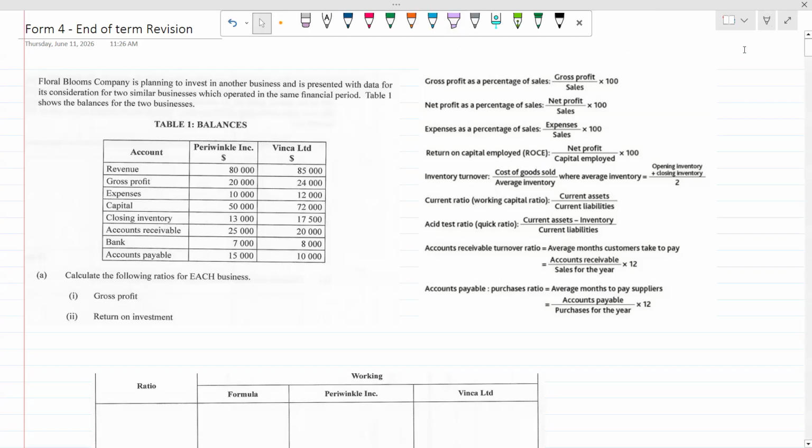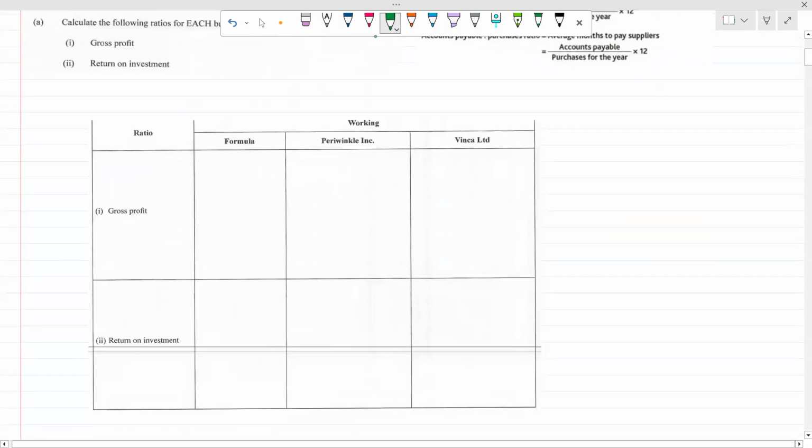Floral Blooms is planning to invest in another business and is presented with the data for its consideration for two similar businesses which operated in the same financial period. Table 1 shows the balances for the two businesses. We have Periwinkle Inc. and Veneer Limited. So we have revenue, gross profit, expenses, capital, closing inventory, accounts receivable, the bank account, and accounts payable. Calculate the following ratios for each business: return on gross profit and return on investment.